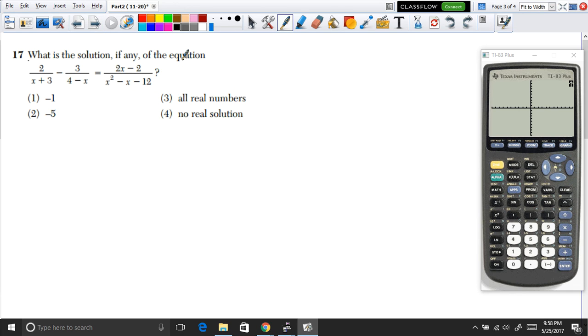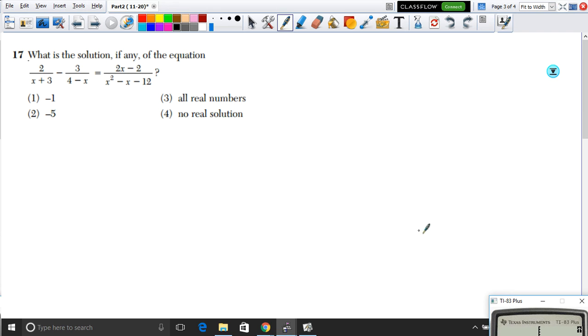Now let's look at example 17. It looks complicated, but we have to really understand what they're asking us to find here. It says, what is the solution, if any, of the equation? Let's see, how can we make our problem simpler? Notice that this denominator looks like it can be factored. When we have this kind of equation, the easiest way to approach it is to make sure that every single denominator has the LCD. So let's just rewrite our function.